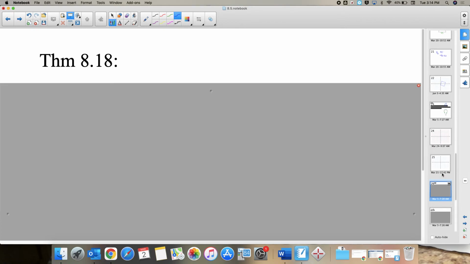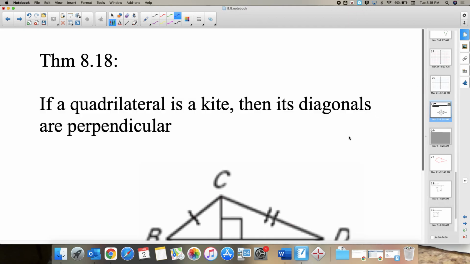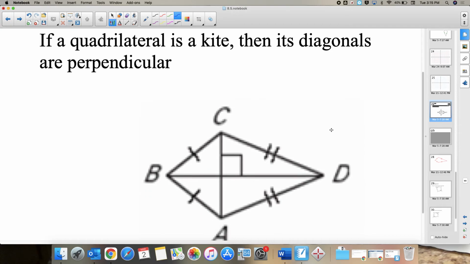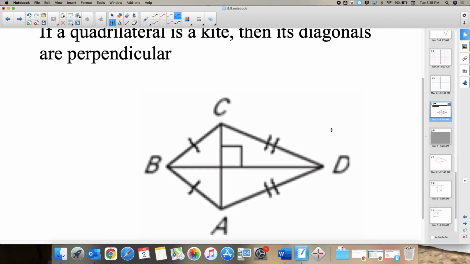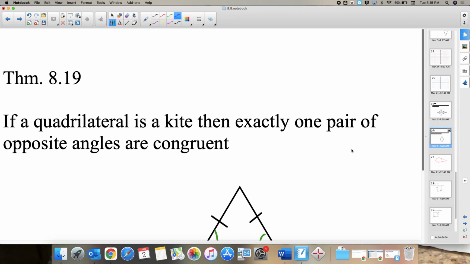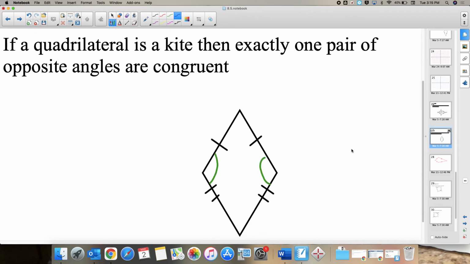All right, couple last things to go over here. In that kite, one property is that your diagonals are perpendicular. So those diagonals, AC and BD, intersect to form 90-degree angles. And then your second property says that there is exactly one pair of opposite angles that are congruent. They are the sets that are in between your non-congruent sides.